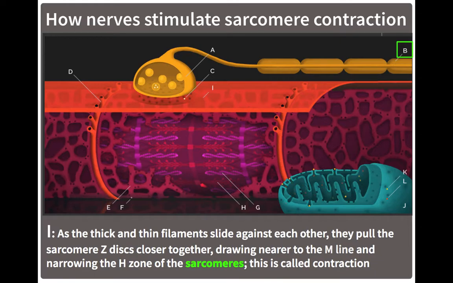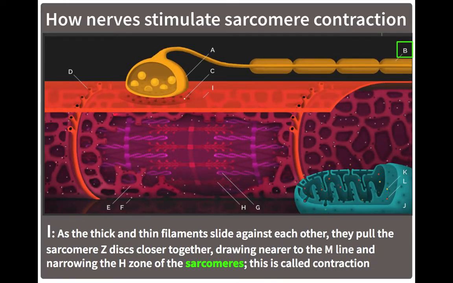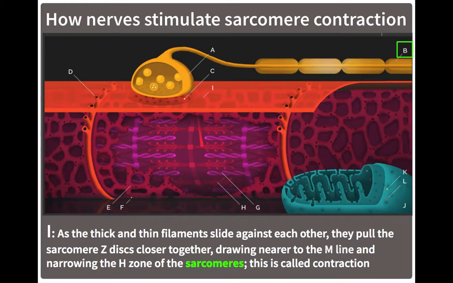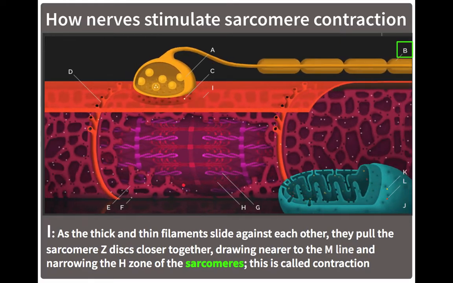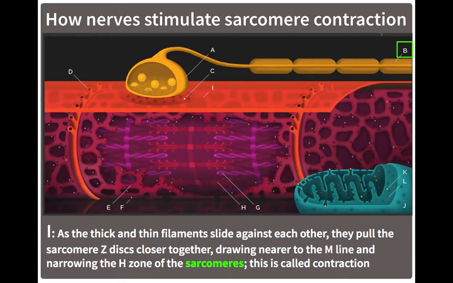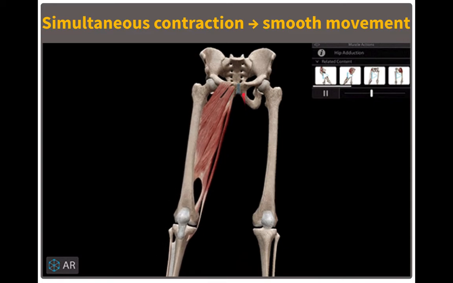as the entire sarcomere contracts. And you can tell that the entire sarcomere is contracting because, once again, look at the Z discs. They're coming closer together. And look at the H zone, it's narrowing down. And when the entire sarcomere shortens, all along the length of the muscle fiber, when they all shorten together, that's called contraction. And so the end result of that is smooth movement.